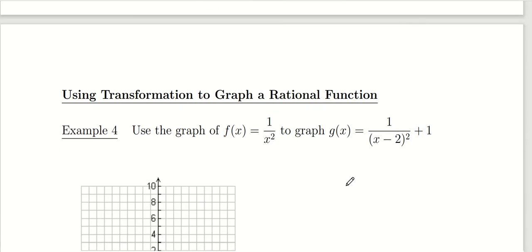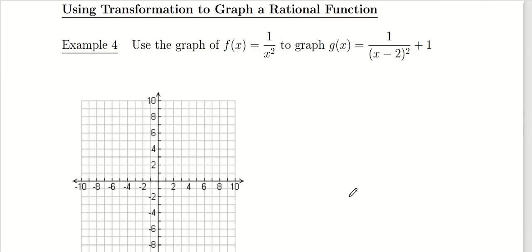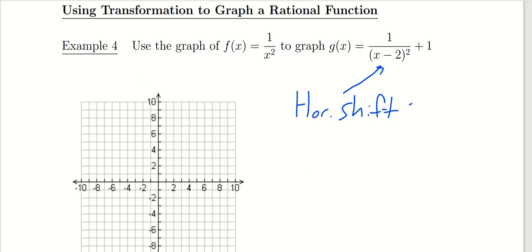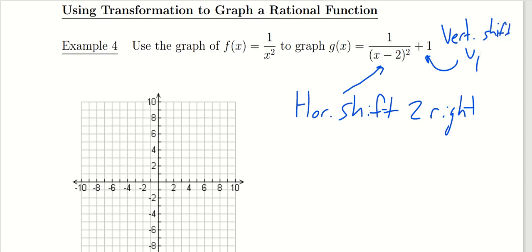If we know what those new parent functions' graphs look like, then we can graph some transformations of those by using our information from that transformation section. For example, if we look at the graph of g of x, we see that we have an x minus 2. So we're subtracting 2 on the inside. We recall that that should be a horizontal shift. So that's going to be a horizontal shift 2 to the right. We also have addition by 1 on the outside of a function. That should be a vertical shift up by 1.